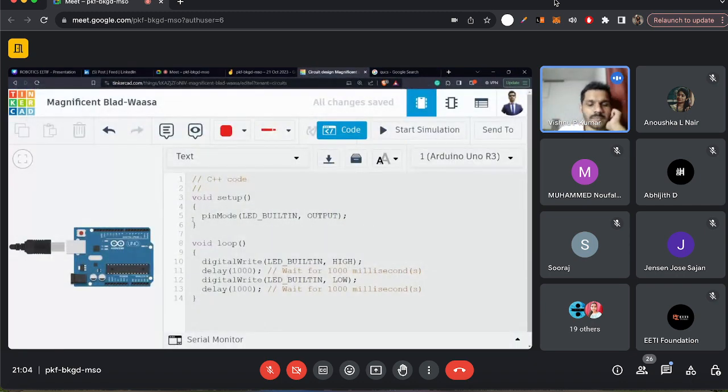So you have 3 different parts in Arduino code. You have a void setup, you have a void loop, so you have 3 regions. This is the first region, this is the second region, and everything outside the void setup and void loop is the third region. So we have 3 different regions for our programming.